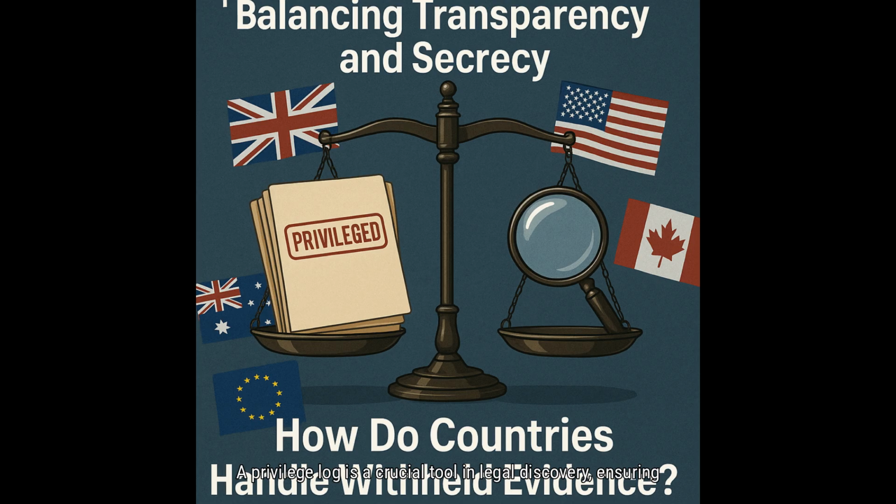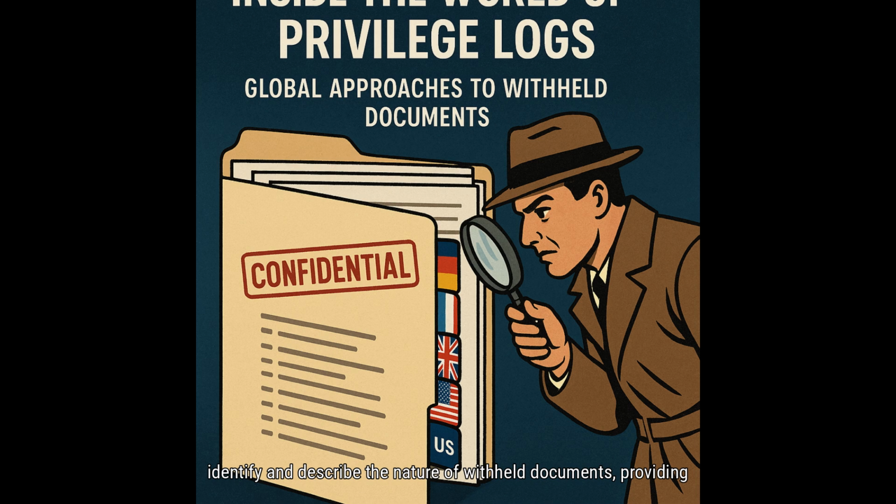A privilege log is a crucial tool in legal discovery, ensuring transparency when documents are withheld on grounds of legal privilege. In jurisdictions like the UK and US, parties are required to identify and describe the nature of withheld documents, providing enough detail for the opposing side to assess the claim of privilege without revealing the protected content.